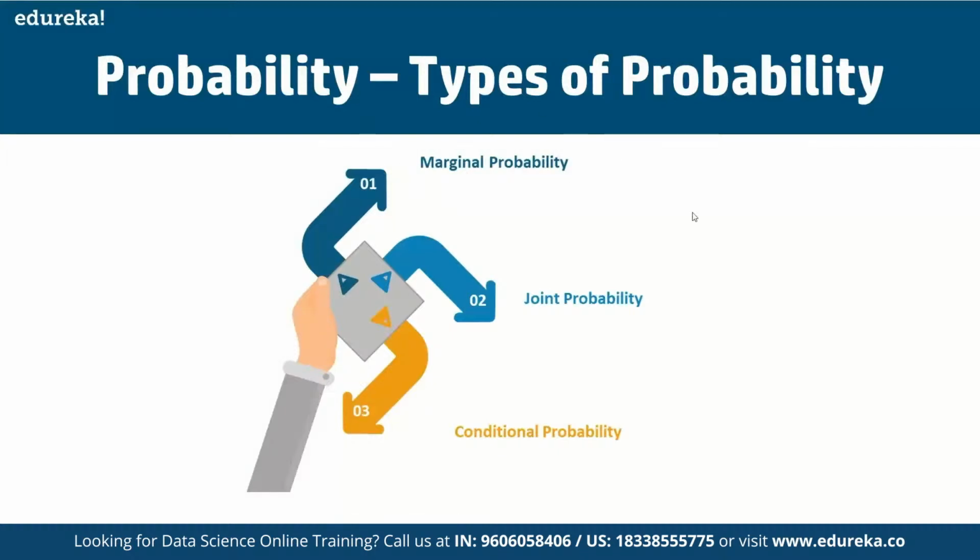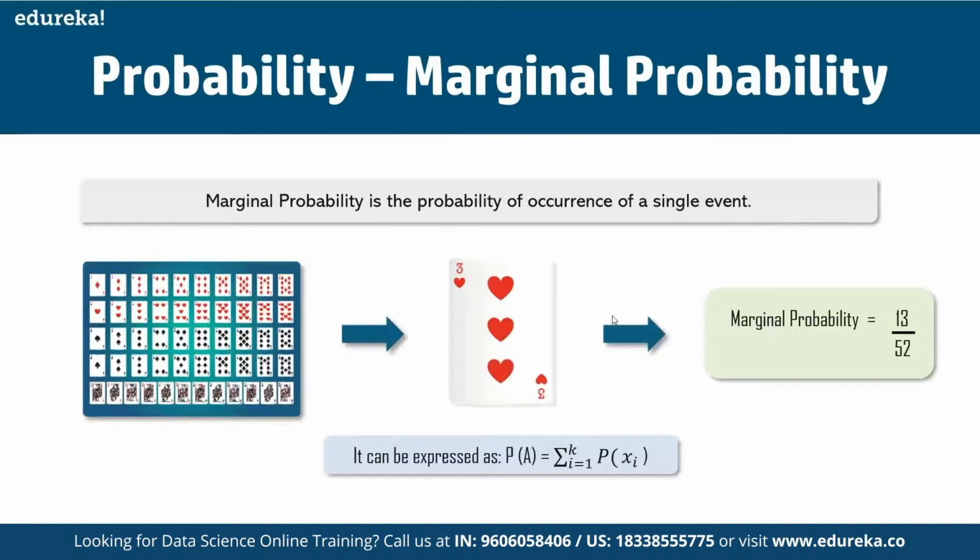We have probability. The different types of probability are marginal probability, joint probability, and conditional probability. Joint probability is something we've already seen. So let's see what marginal probability and conditional probability are. Marginal probability is our basic probability. It is the probability of occurrence of a single event.